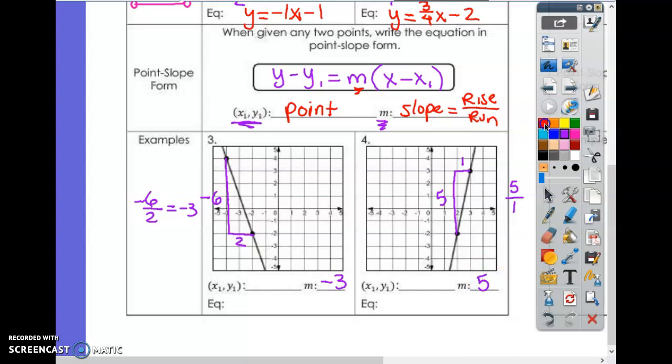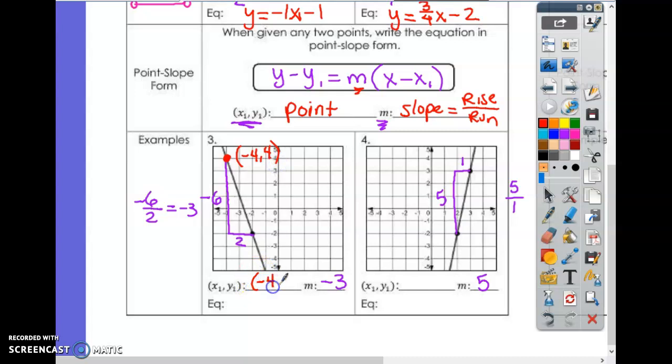Okay, so now all we need to do is find a point. And it doesn't matter which one you pick. You can pick this one or you can pick this one. It doesn't matter. I'm just going to pick this one right here. What point is this? Negative 4, 4. Negative 4, comma, 4. I'm going to put it right here.